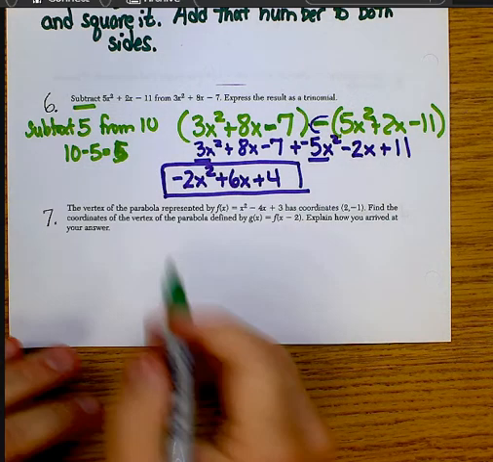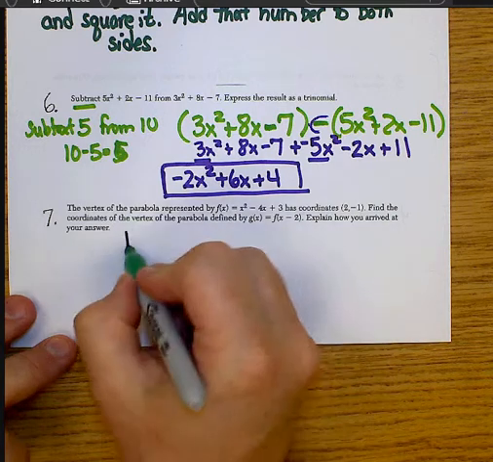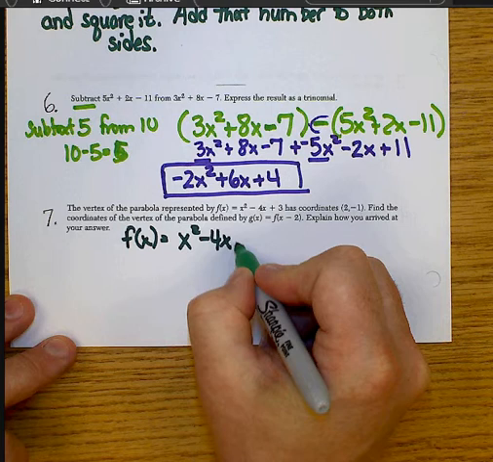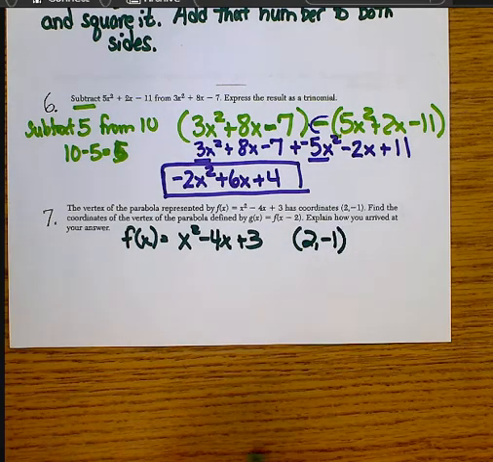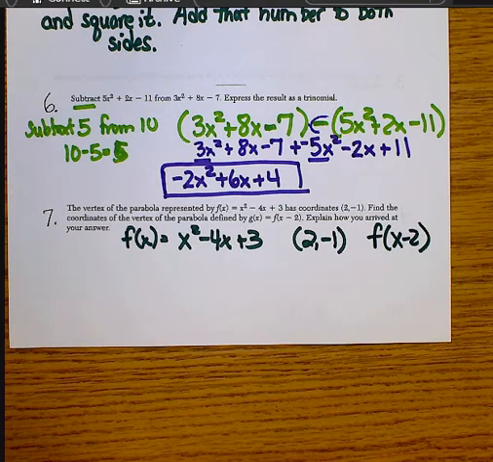Next piece, the vertex of a parabola represented by f of x equals, we have x squared minus 4x plus 3. It has the coordinates of 2, negative 1. Find the coordinates of the vertex of a parabola defined by f of x minus 2. Explain how you arrived at your answer. Well, you can explain it, guys, or you can show it. So we're going to show it here.